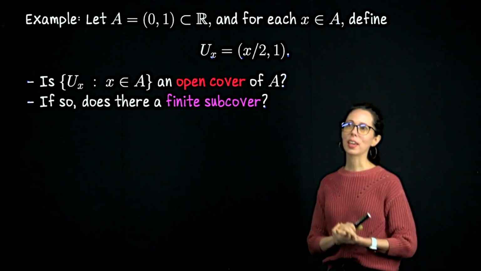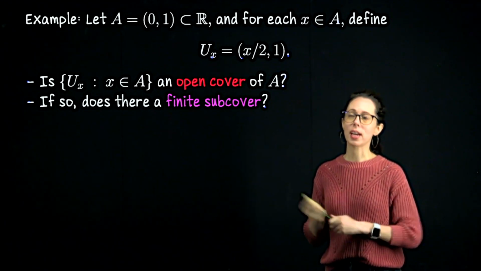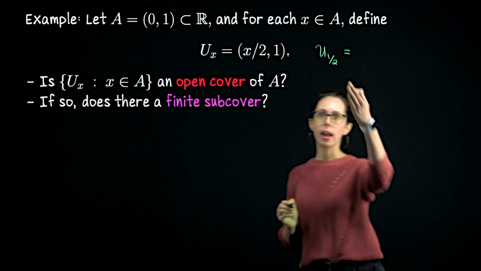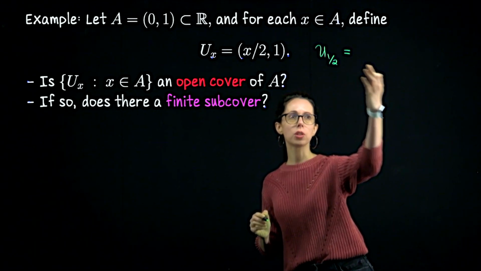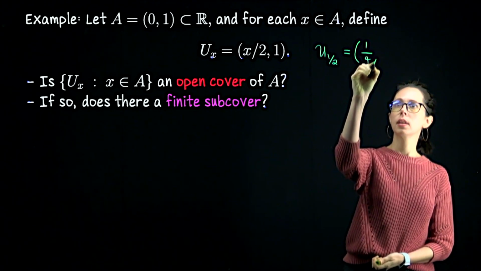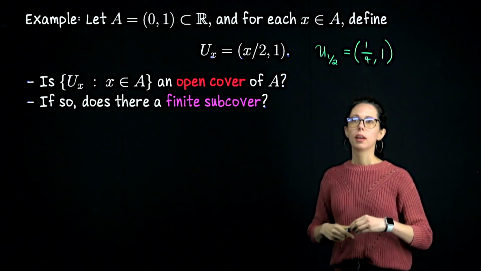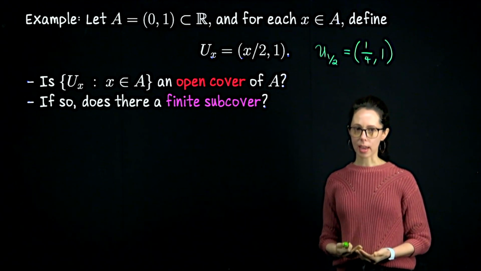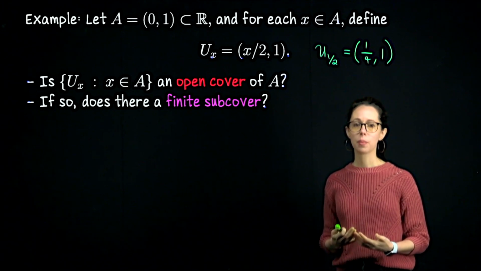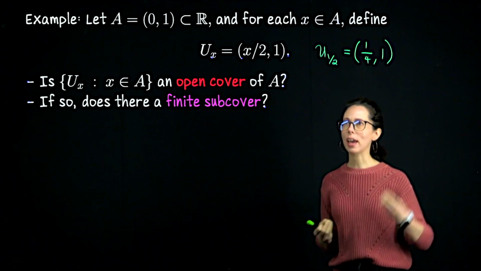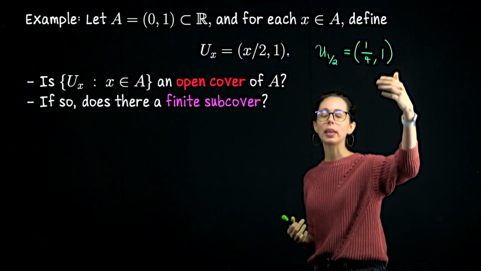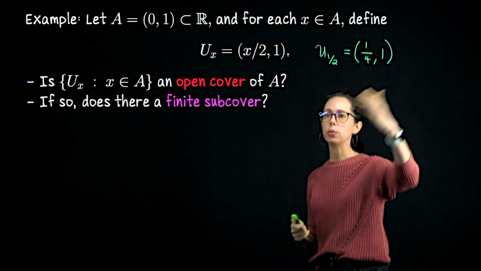Okay, so let's think about what these open sets look like. Let me just write down an example. U sub 1/2. Here, x is 1/2, which means I'm going to write down the open interval from 1/2 divided by 2, so a quarter, to 1. Each of these is an open set, and together they are going to cover A, because every single element in A is at least in its own. In fact, it's in many more, but we can say that every x in A belongs to u sub x.